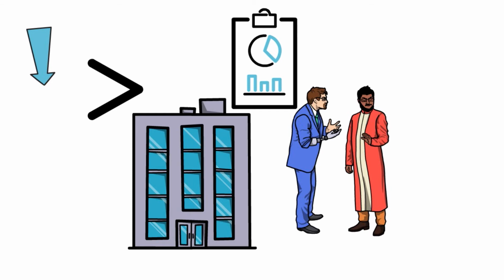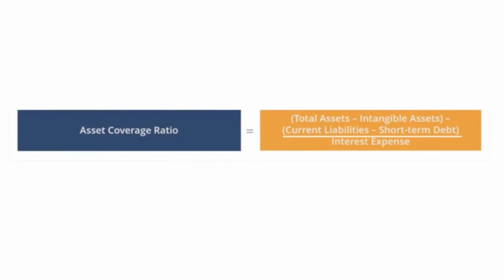Let's talk now about operational ratios. What are those? There are several of them. So let's just quickly go through them. So you have asset coverage ratio. This measures a company's ability to cover debt obligations with assets. So the formula, again, folks, we're putting all the formulas on the screen so you can see it. So asset coverage ratio is total asset minus intangible asset minus current liabilities minus short-term debt divided by interest expense.